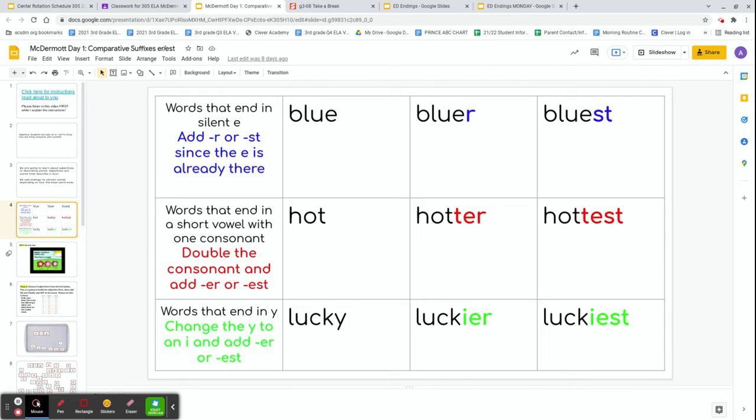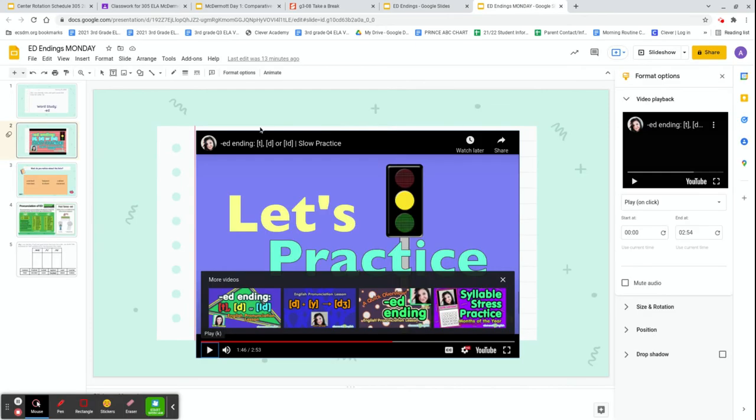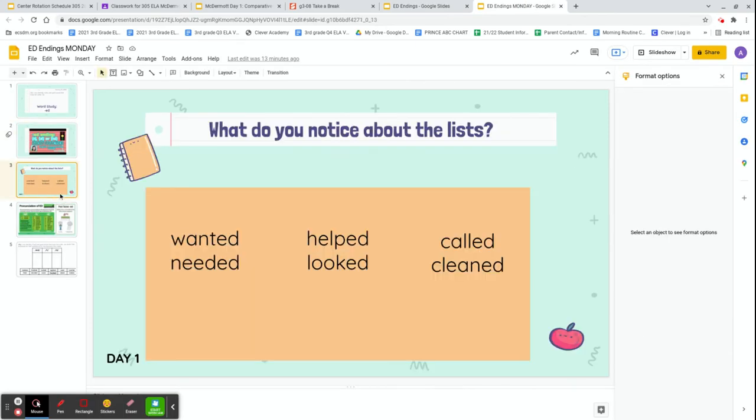Here is where you were comparing. So we have blue, bluer, bluest. We were changing the endings of the words, comparing it. Hot, hotter, hottest. Remember from last week? Yes? Okay. So now let's go back to this week. Here is where you are changing the endings. Okay?